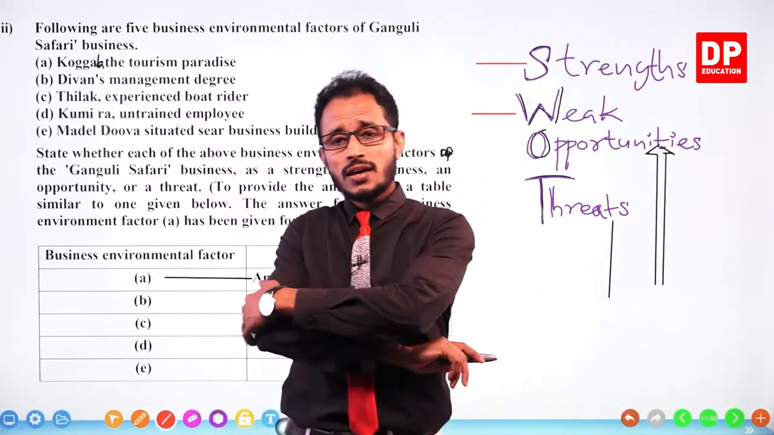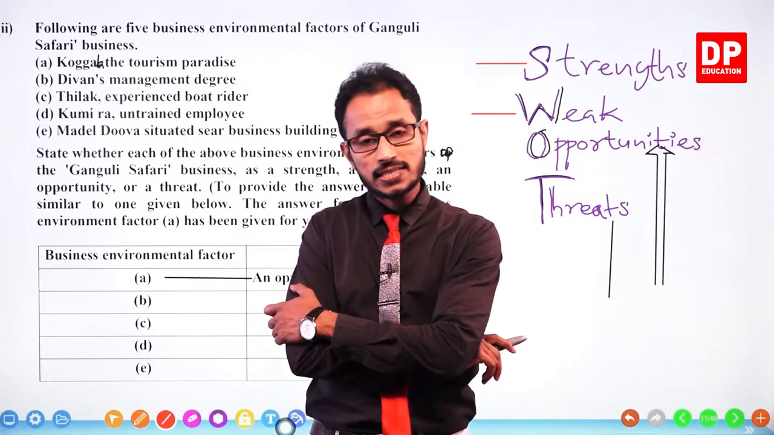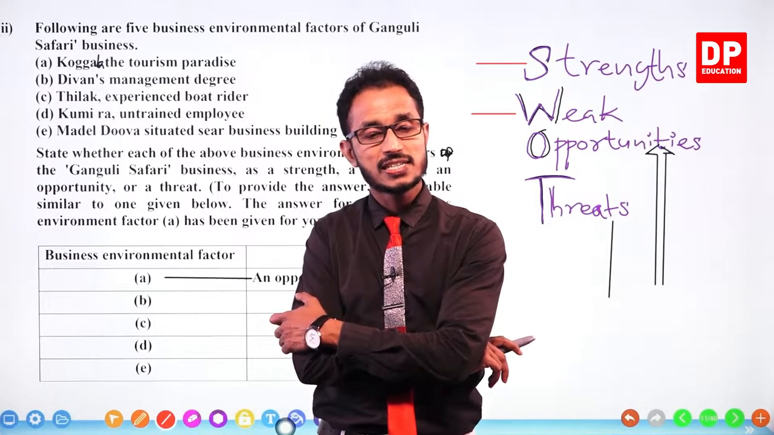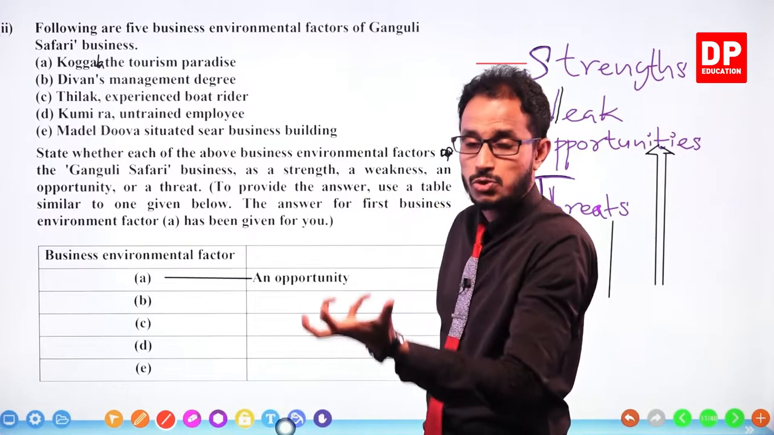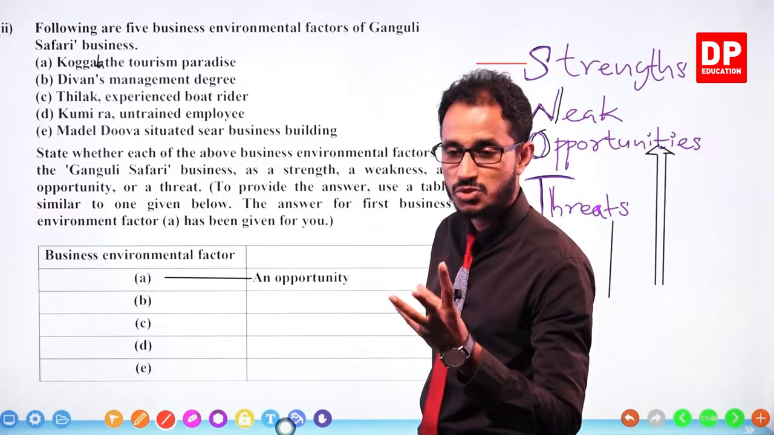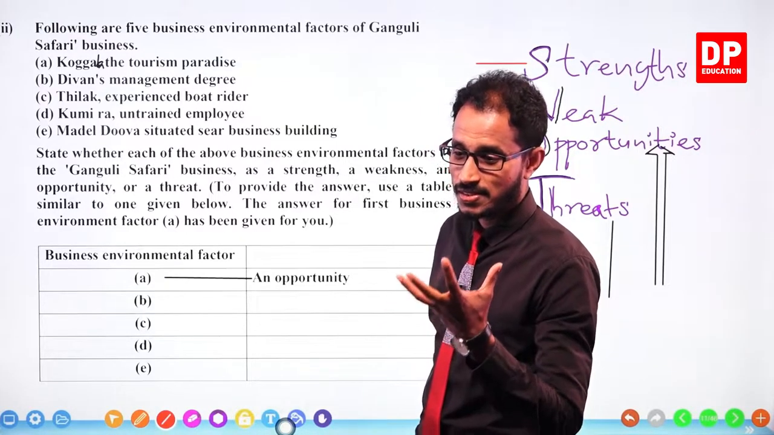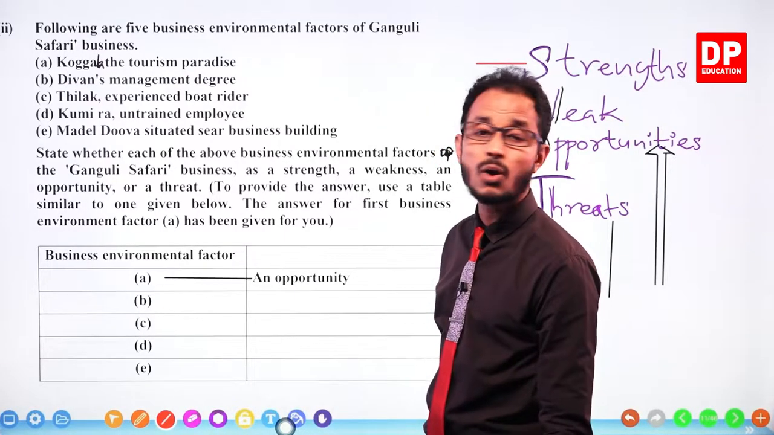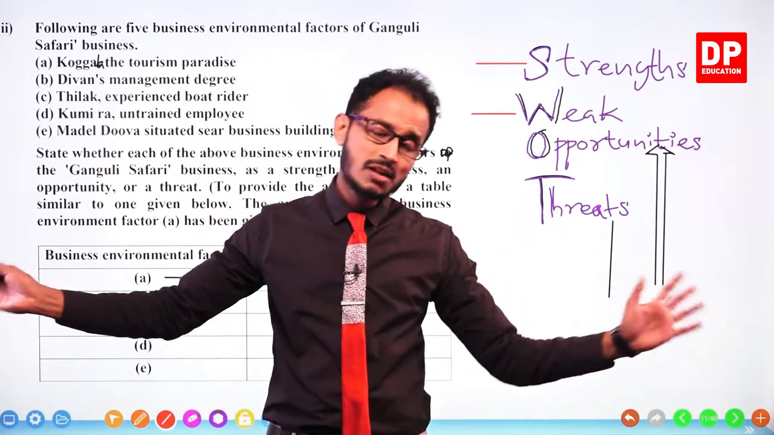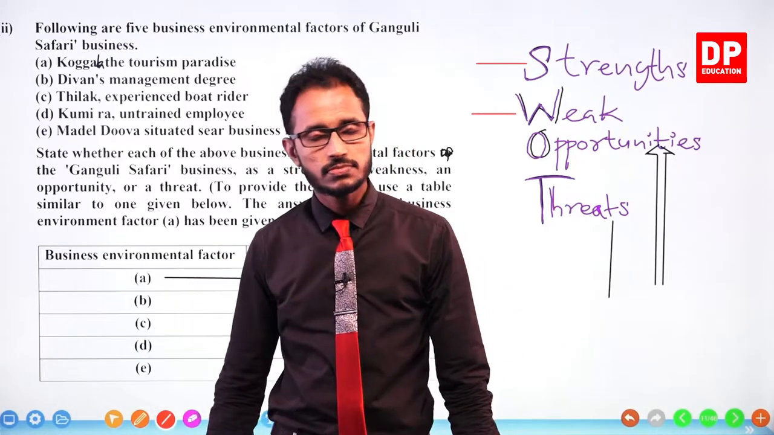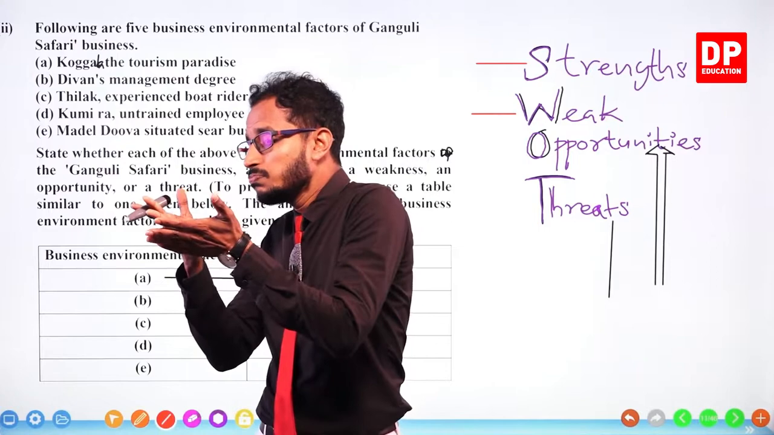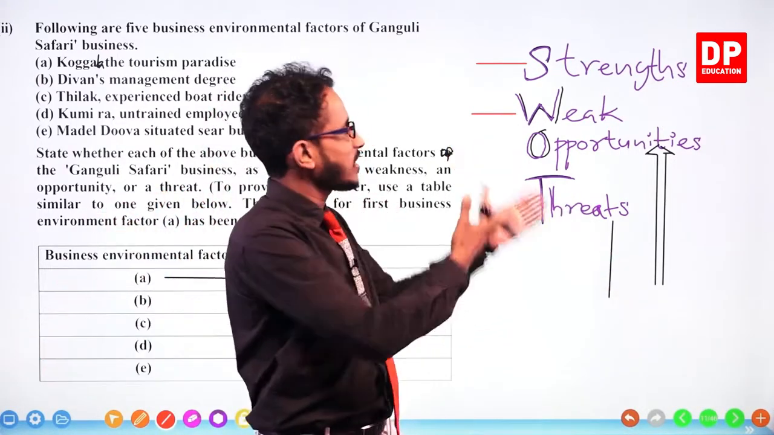Divan did not create Koggala or Madolduwa. It's not his business which created these natural habitats or natural resources, 100% natural locations. It's not Divan who created Madolduwa. Madolduwa is already there. It's a part of the natural environment and the habitat of thousands and thousands of animal species. Divan's business happens to take advantage of that opportunity.